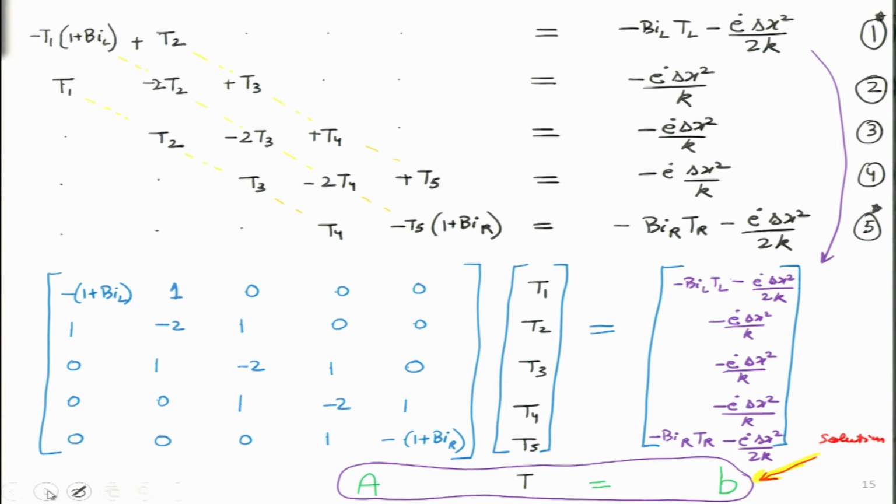Okay. And that is it. We have solved our problem that we had started with. So, we write A T equals to B, and finally, T turns out to be A inverse B.